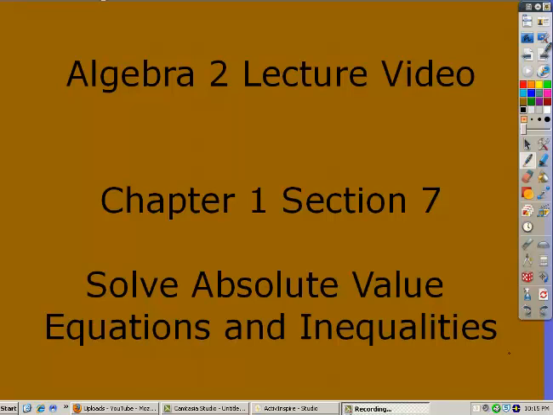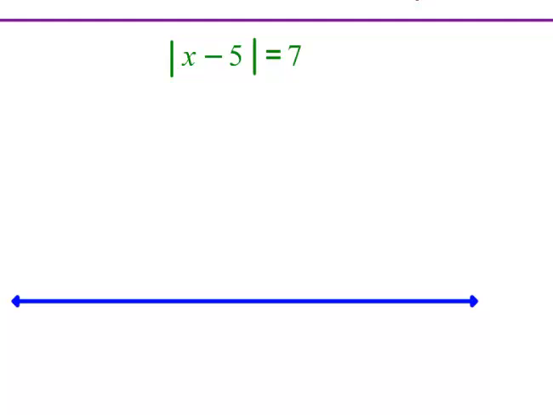Welcome to the lecture video for Algebra 2, Chapter 1, Section 7, which is how to solve absolute value equations and inequalities. Now, first of all, an absolute value means that we're measuring the distance from 0. So that means that the absolute value of 5 is 5, and the absolute value of negative 5 is 5, because negative 5 is 5 units away from 0 on a number line.